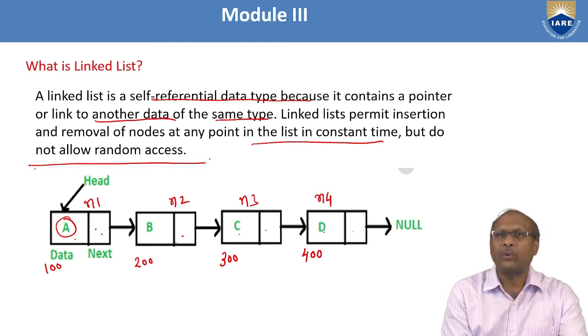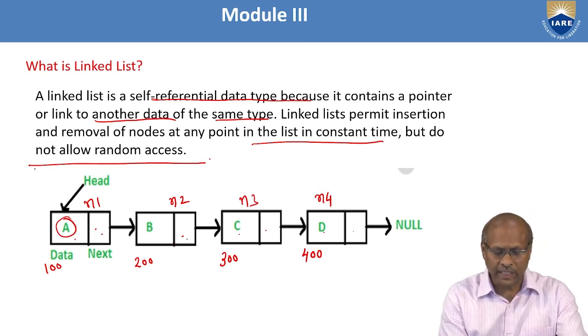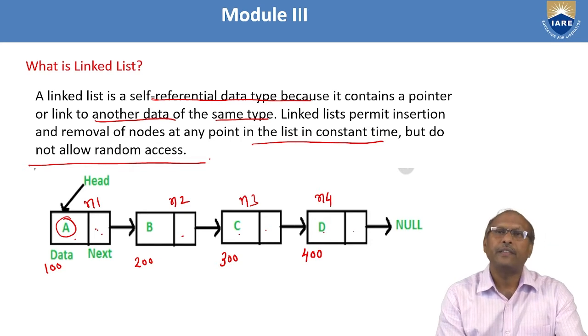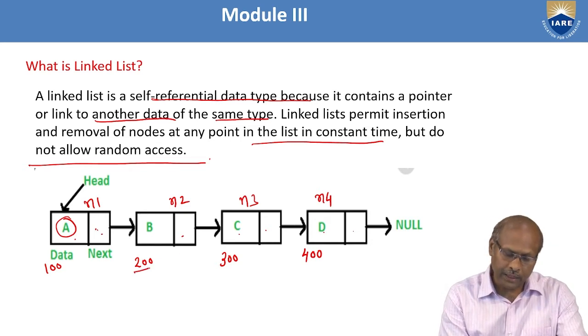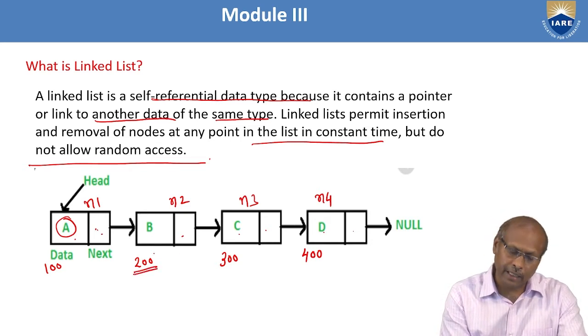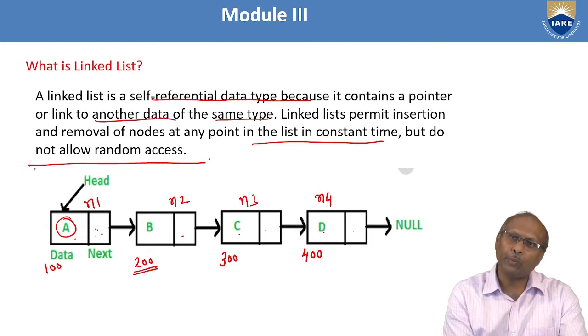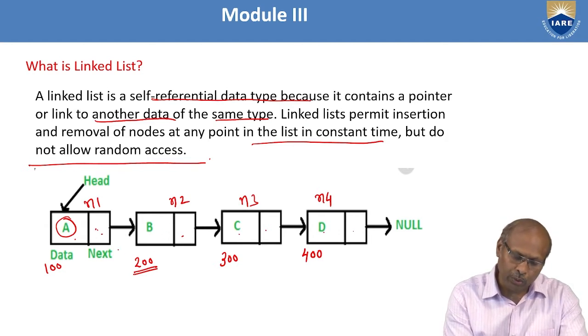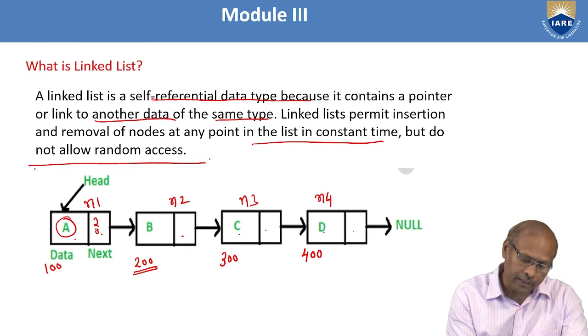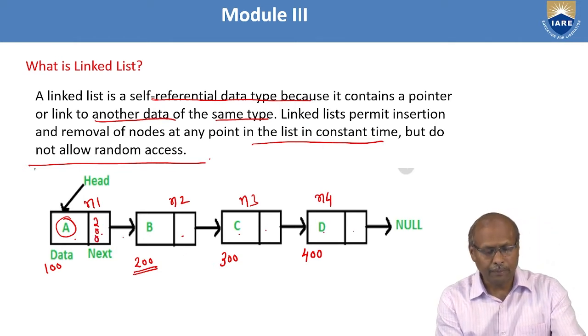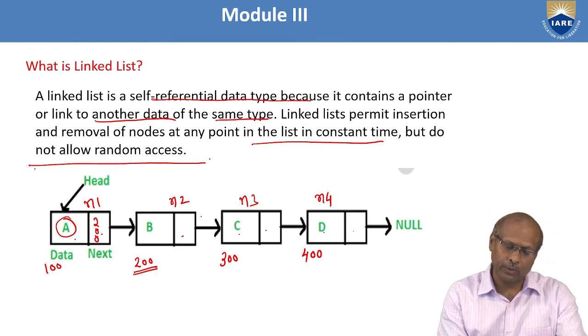The first node is pointing to the second node. So when I say the first node is pointing to the second node, what should I write here? Because the address of the second node is 200, the first node should point to 200. So it says that the first node is linking with the second node.